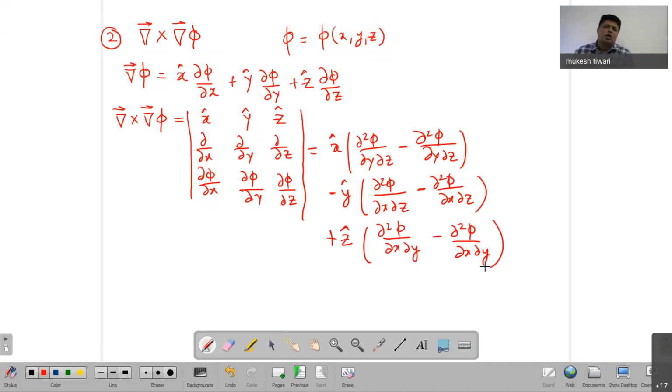And again, you see that component-wise, each of the terms are cancelling out each other. So curl of the gradient of a scalar function is again component-wise 0, or a 0 vector.